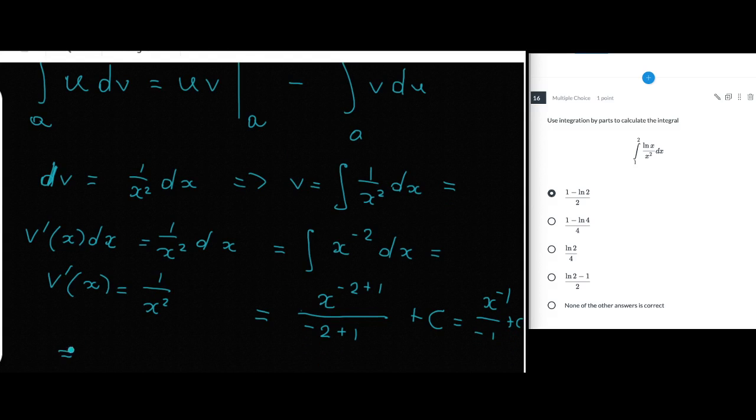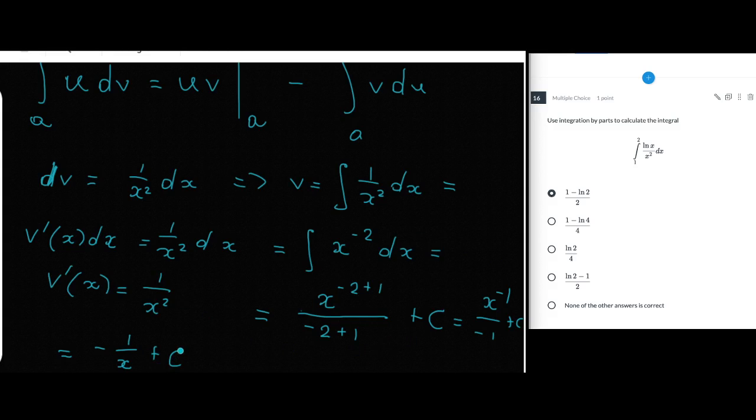And of course, x to the power negative 1 is 1 over x. Dividing that by negative 1 is the same as multiplying by 1 over negative 1. And so this gives us the following information for what v is. V can be any function of the form negative 1 over x plus c.